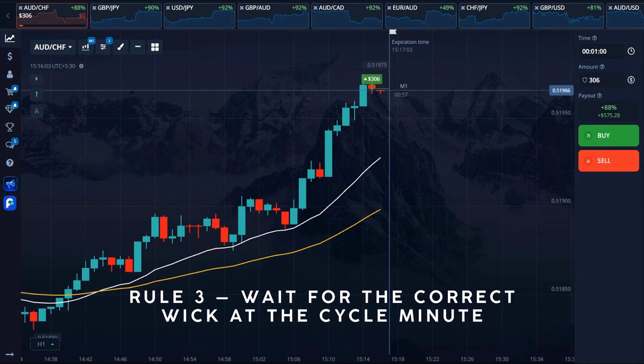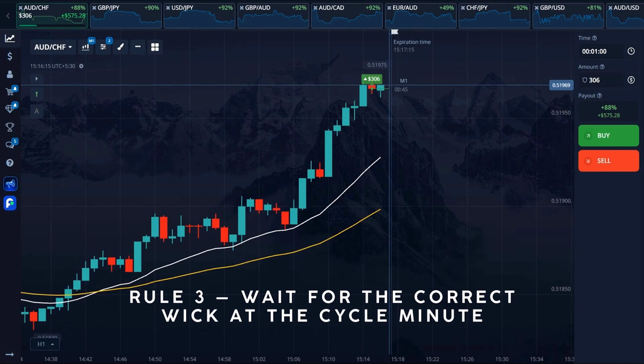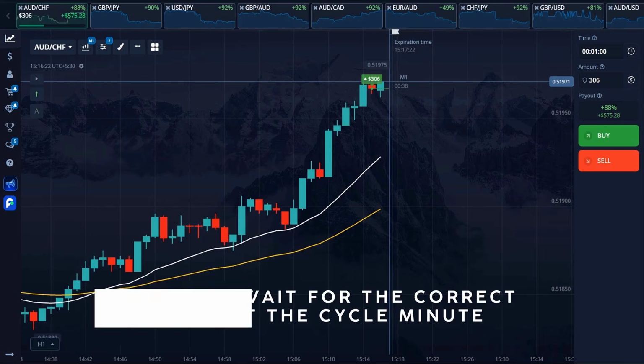Rule 3. Wait for the correct wick at the cycle minute. This is the heart of the strategy. For buy, strong lower wick. The wick must be bigger than the candle body. The wick touches support or EMA or trend line. For sell, strong upper wick. Wick bigger than the body. Wick touches resistance or EMA or trend line.